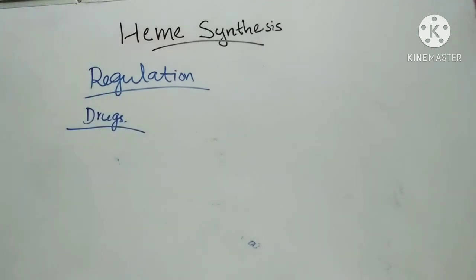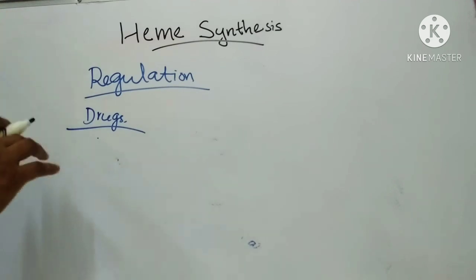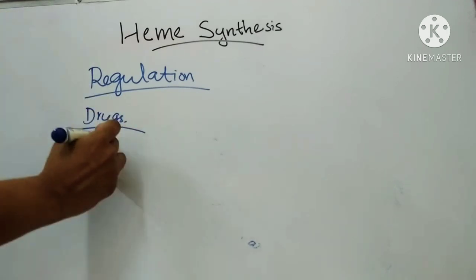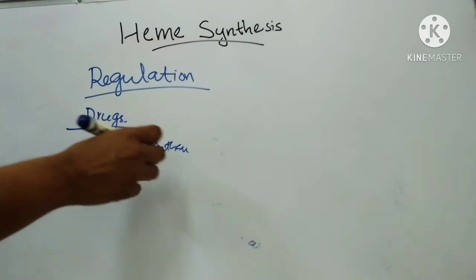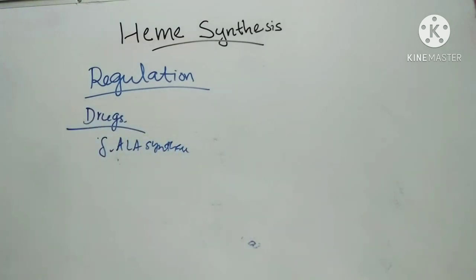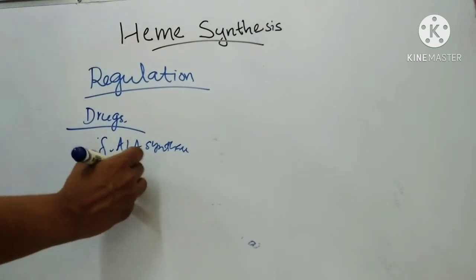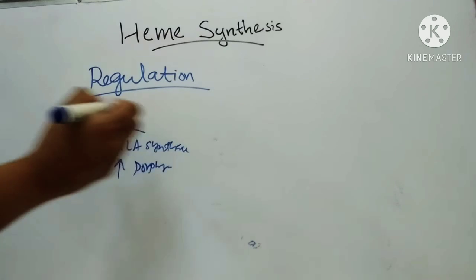Many compounds of diverse structures, that is certain insecticides, carcinogens and others, when administered to human beings, can result in a marked increase in the hepatic delta aminolevulinic acid synthase enzyme. It leads to increased porphyrin synthesis.